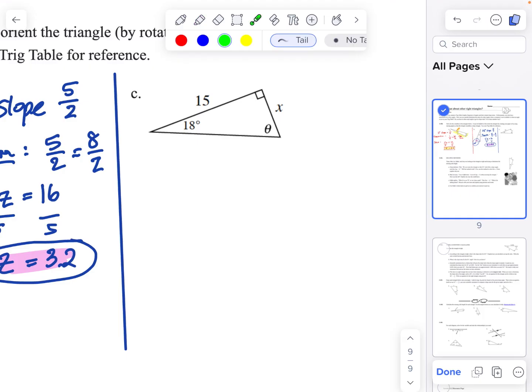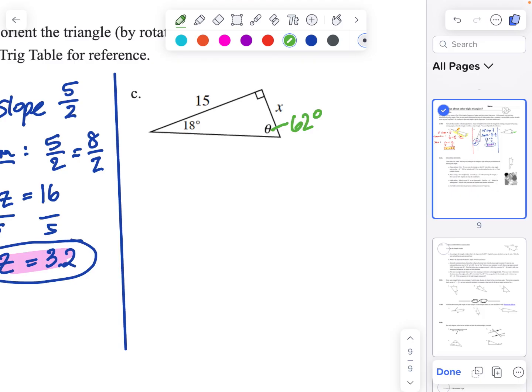Okay, we have our 180-degree triangle. We have a 90 and an 18. So 180 minus 90 minus 18. When we do that, we get theta equals 62 degrees. So once again, I can look at this in terms of my 62 or in terms of my 18.